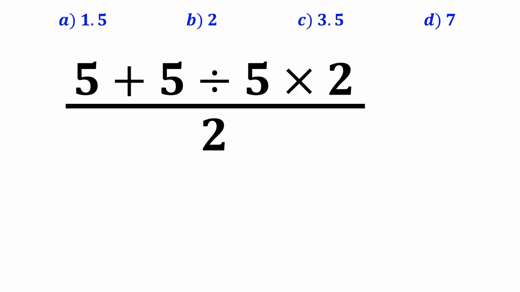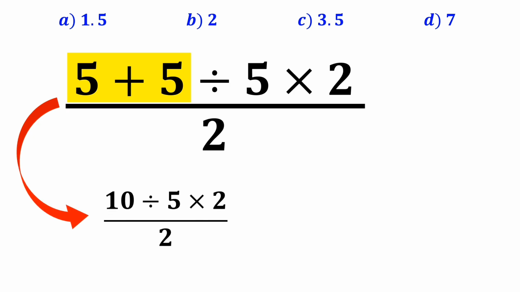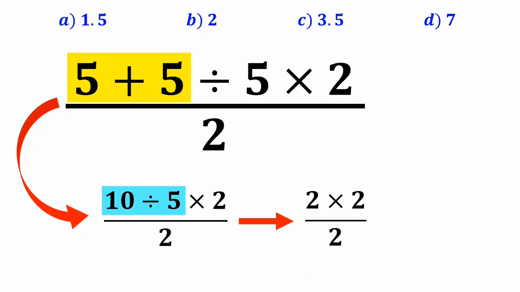In the first step, to solve this question, many people go straight to the expression 5 plus 5 in the numerator of this fraction and replace the whole expression with 10 divided by 5 times 2 over 2. In the next step, they move on to the division between 10 and 5 and simplify the expression to 2 times 2 over 2. Then, they say the 2's in the numerator and the denominator of this fraction cancel each other out, and the final answer will be 2.